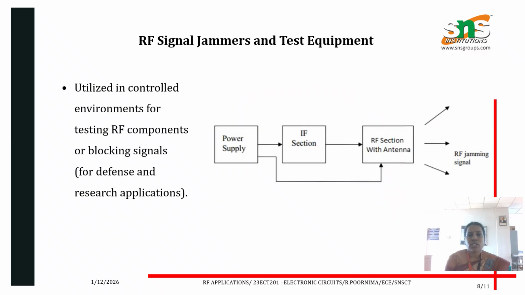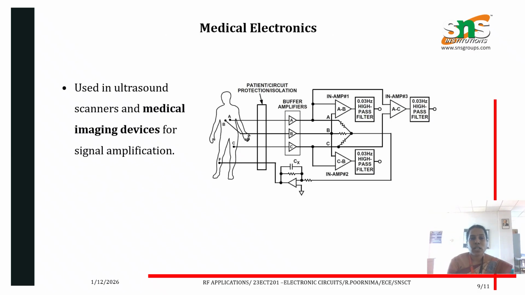And RF signal jammers and test equipment. The amplifiers are used to amplify the signals. They are utilized in controlled environments for testing RF components and blocking signals. These are used in defense and research applications. And in medical electronics, these amplifiers are used in ultrasound scanners and other medical imaging devices for signal amplification, so that the signal is amplified for processing in medical electronic equipment.